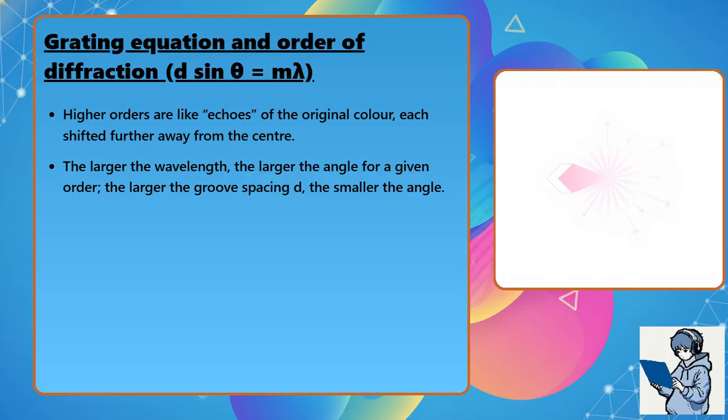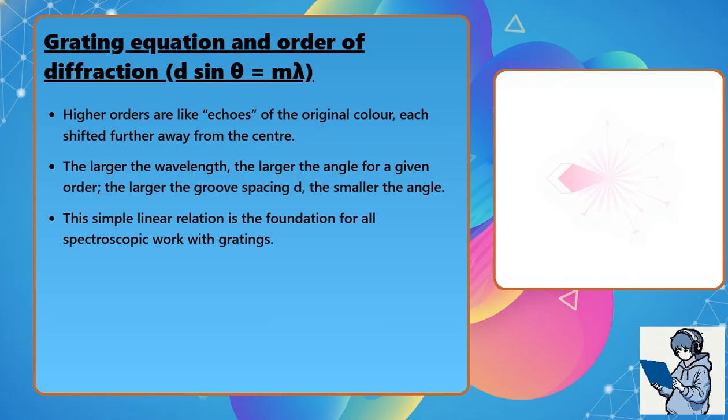The larger the wavelength, the larger the angle for a given order. The larger the groove spacing d, the smaller the angle. This simple linear relation is the foundation for all spectroscopic work with gratings.